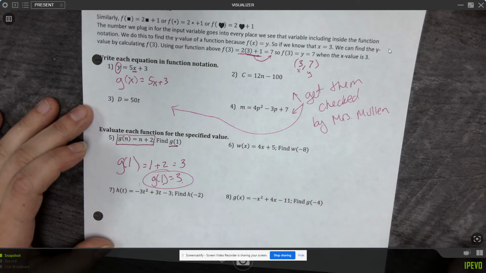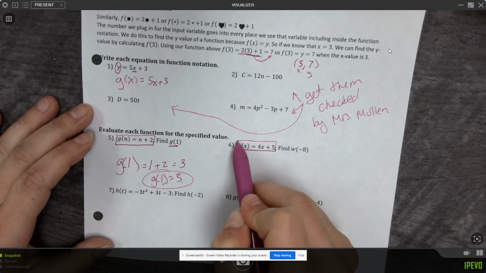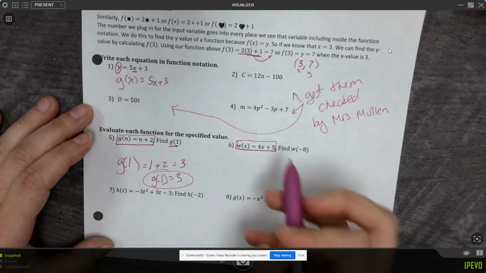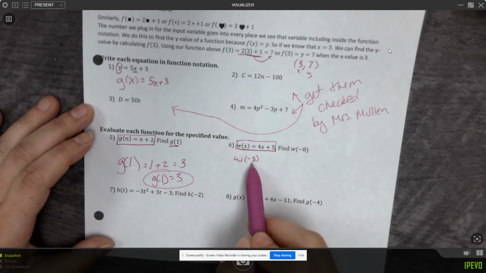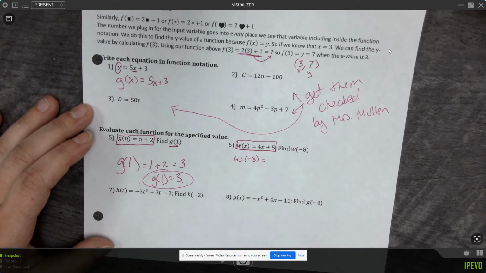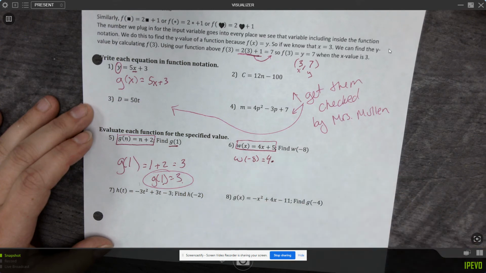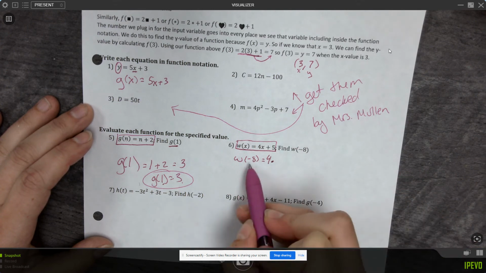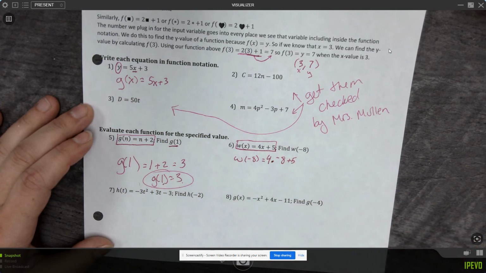We'll go through number 6. Here's your function, w of x equals 4x plus 5. I want to find w of negative 8. Well, I replace this x with a negative 8, so when I go to do my function, I'm going to keep everything the same except anywhere I see an x, I need to plug in a negative 8. This is 4x. So remember 4x is 4 times x, and x is negative 8, plus 5.